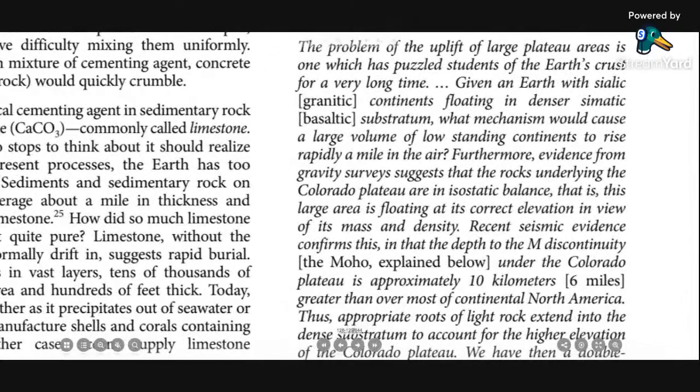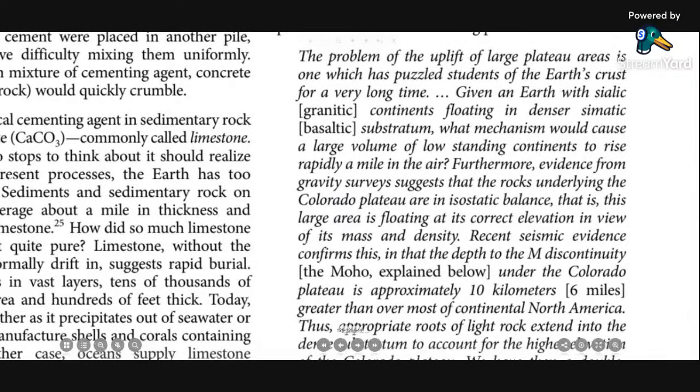The problem of the uplift of large plateau areas is one which has puzzled students of the Earth's crust for a very long time. Given an Earth with salic granite continents floating on denser simatic basalt substrata, what mechanism would cause a large volume of low-standing continents to rise rapidly a mile in the air? Furthermore, evidence from gravity surveys suggests that the rocks underlying the Colorado Plateau are in isostatic balance. That is, the large area is floating at its correct elevation in view of its mass and density.